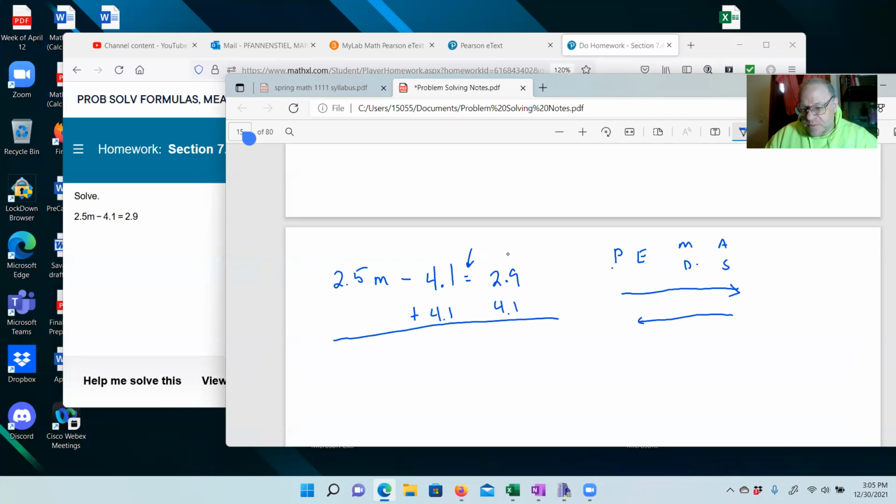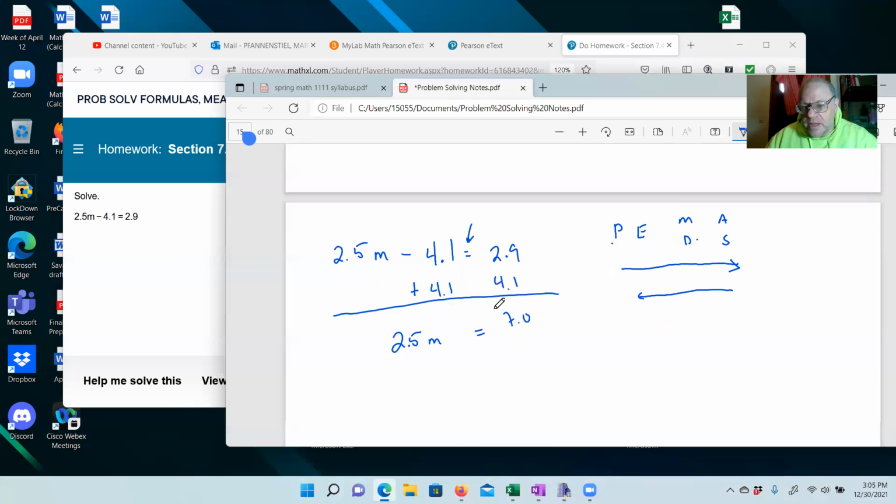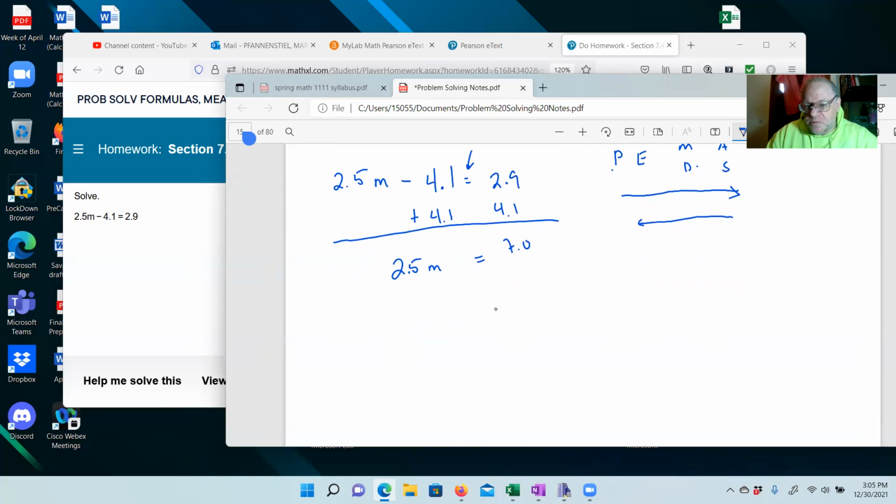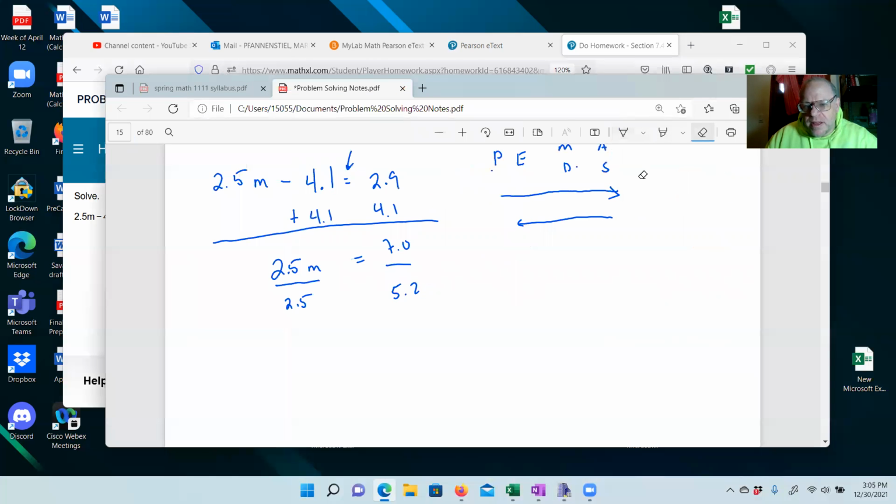So what are we going to end up with here? We're going to end up with 7.0, right? 9 and 1 is 10, and then 4, and then 3 would be 7. We have 2.5m is still equal to that. Now the last thing we're going to do is divide by the 2.5 on both sides. 2.5 on both sides. Okay, and that should give us our answer.